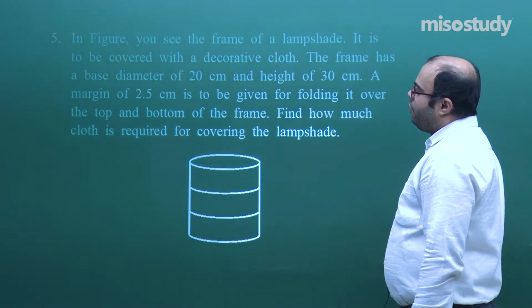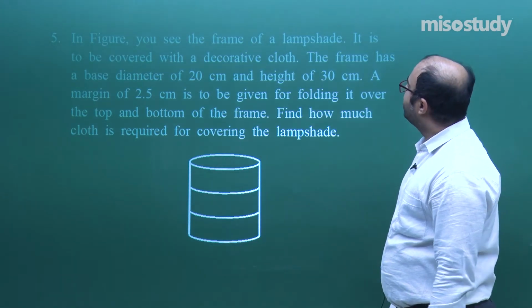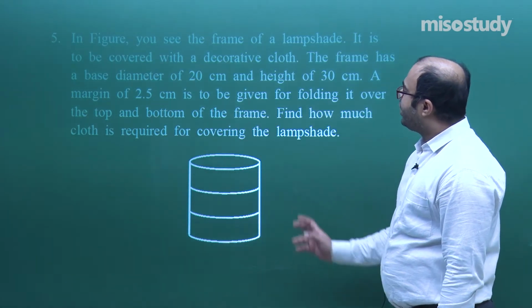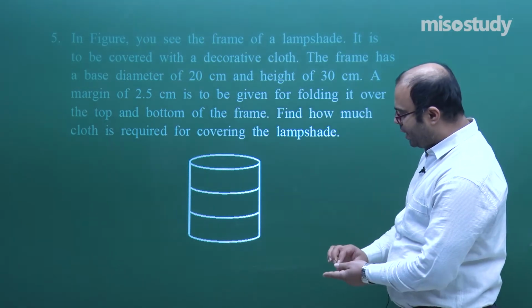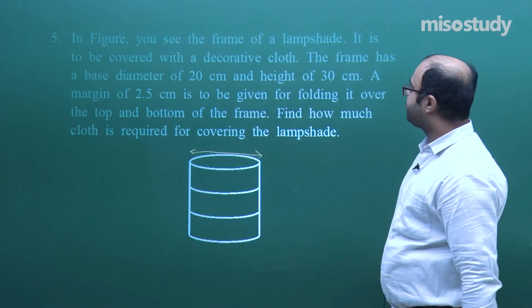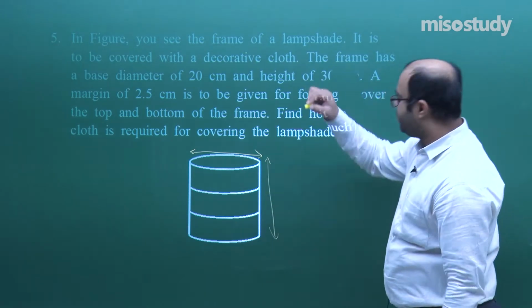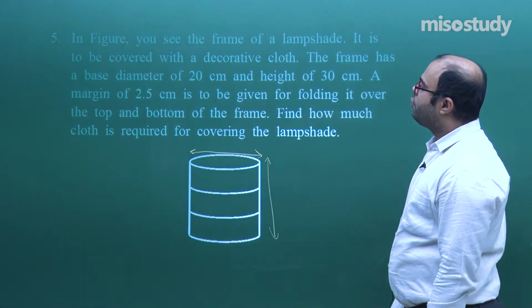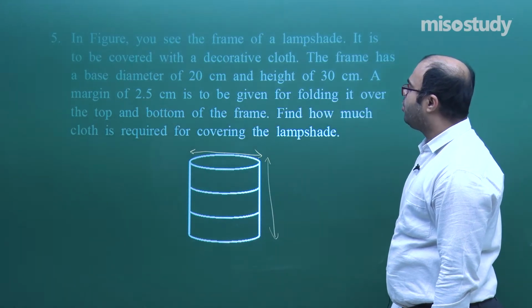In question number 5, in this figure, you see the frame of a lampshade. So this is a lampshade. It is to be covered with a decorative cloth all around it. The frame has a base diameter of 20 centimeter, so it has a diameter of 20 centimeter and a height of 30 centimeter. A margin of 2.5 centimeter is to be given for folding it over the top and bottom of the frame.